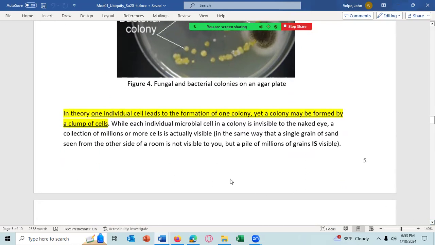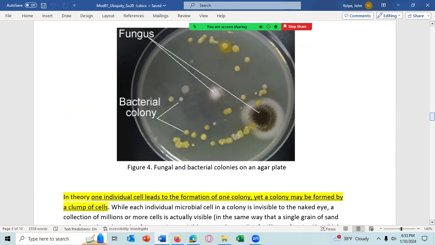In theory, one cell leads to the formation of one colony, yet a colony may be formed by more than one cell. A colony could be formed by two cells or by a clump of cells. For example, here we've got a streak, and you notice there are some of different sizes. These colonies are all pretty small. Each colony may be formed by one cell. This colony is pretty large. This colony was probably formed by at least two cells, or maybe a clump of cells. And that's why it's much bigger than the others.